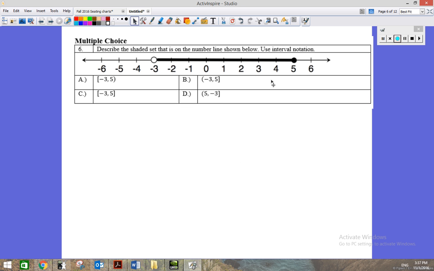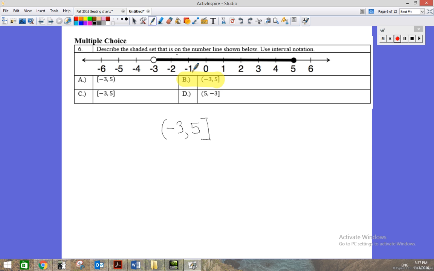Here I'm interested in the set of real numbers that are between -3 and +5, excluding -3 and including +5. So my smaller number is -3, my larger one is 5. I exclude -3, so that's an open parenthesis. I include +5, that's a square bracket, a closed bracket. So I'm looking for choice B here.